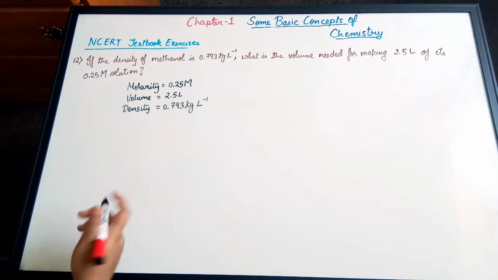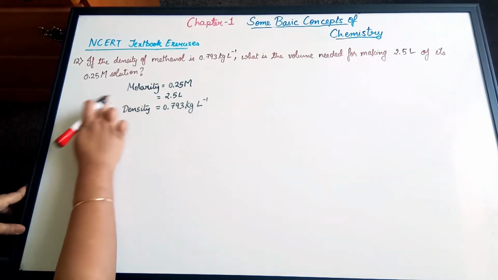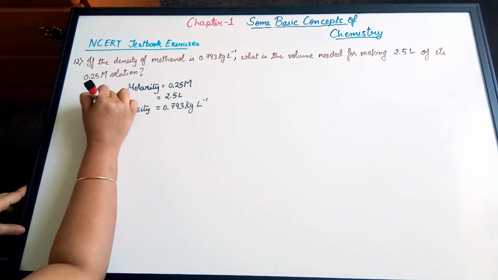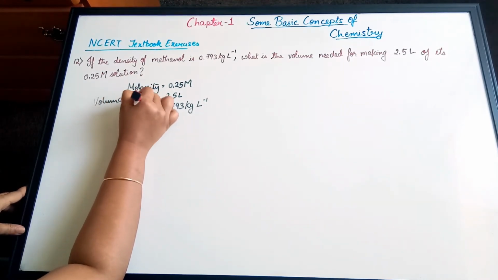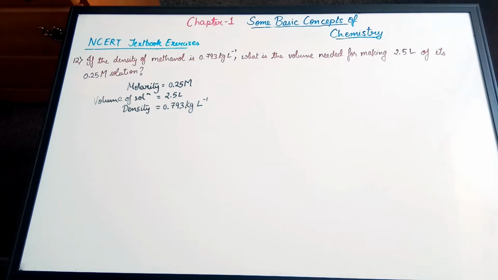Here this is the volume of the solution. So let me just make that clear. So volume of solution. So the volume of the solution is given, and the volume which needs to be calculated is the volume of methanol which is required.